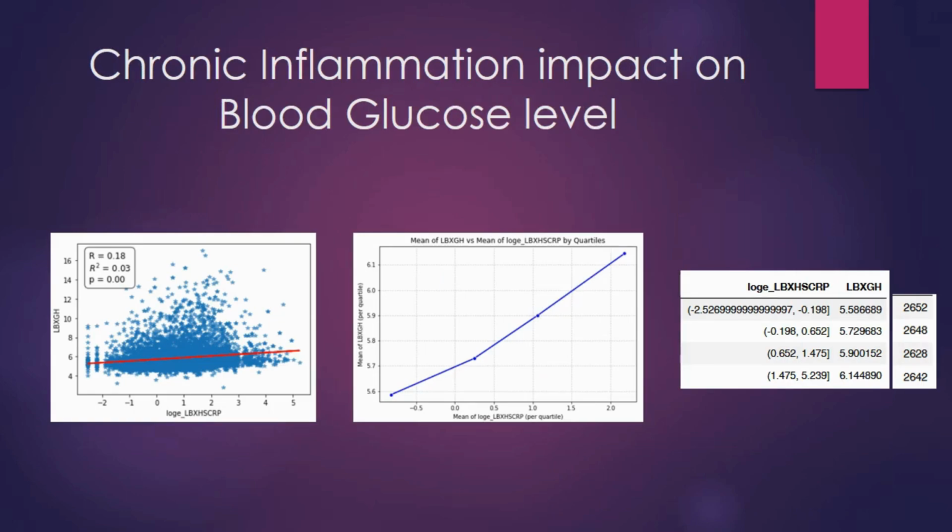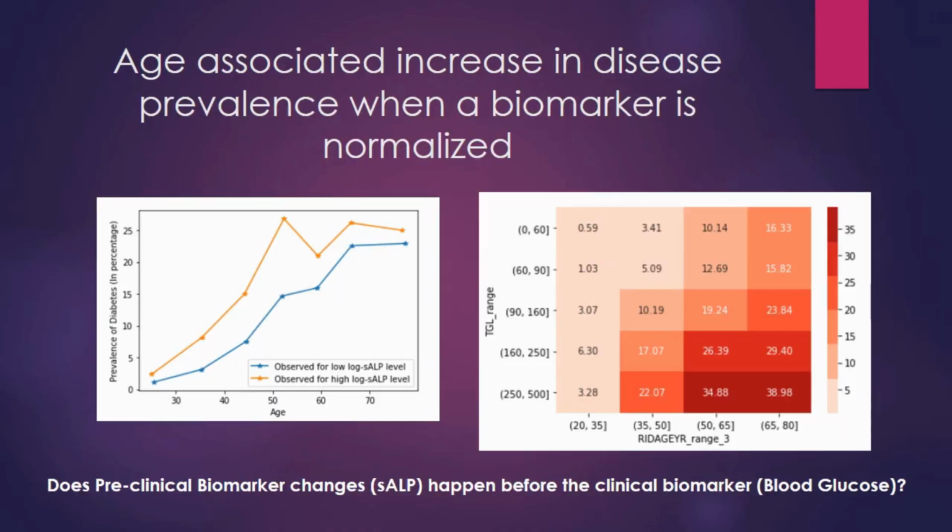Chronic inflammation impact on blood glucose level. This slide presents scatter plots and charts demonstrating a positive correlation between chronic inflammation measured by hsCRP and the blood glucose levels. Age-associated increase in disease prevalence. This asks whether preclinical biomarker changes occur before clinical ones, visualizing how the prevalence of diabetes increases with age even when biomarker levels are fixed, as shown for serum alkaline phosphatase levels and the triglyceride levels.